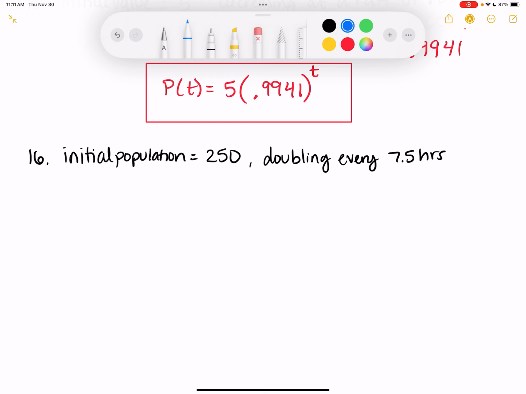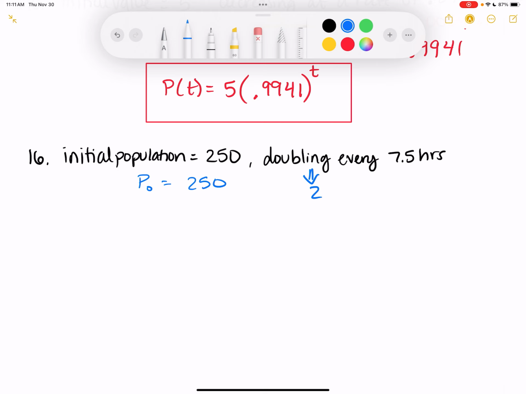We still have P0 is 250. It's doubling, which means 2 times as much, basically. So it's almost like 200%, and then changing that to a decimal is kind of what's happening. But it's not being added to the 1. And then every 7.5 hours. So that now adds a different level of something we haven't seen yet.